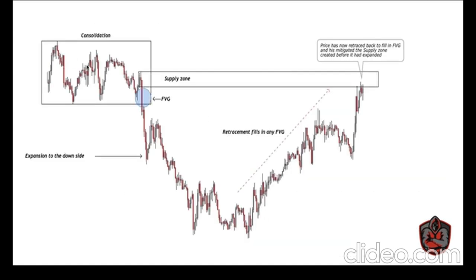We had that consolidation, we had that expansion. We identified that inefficiency, so we can already assume price is going to pull back to fill in that inefficiency. We then look for a point of interest where we can look to execute a trade off, and we identify that supply zone right over here. Price pulled back to the supply zone, right? It fills in that inefficiency. Price has now retraced back to fill in that fair value gap and has mitigated the supply zone.